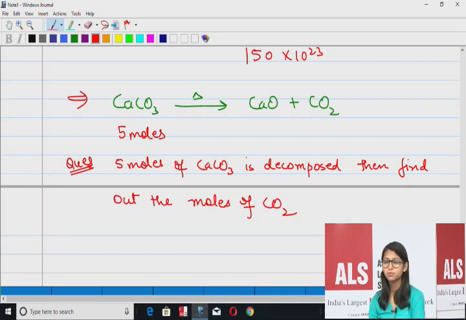Any idea, anyone? Let's say 5 moles of CaCO3 is given and they are saying it will decompose, and find out the moles of the CO2. Let me tell you how to solve it.